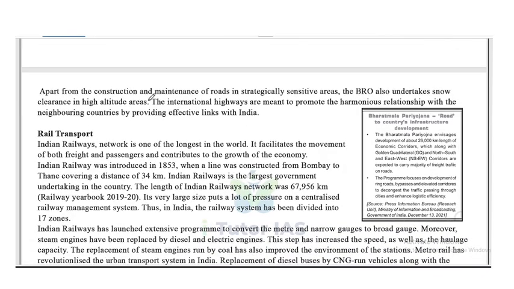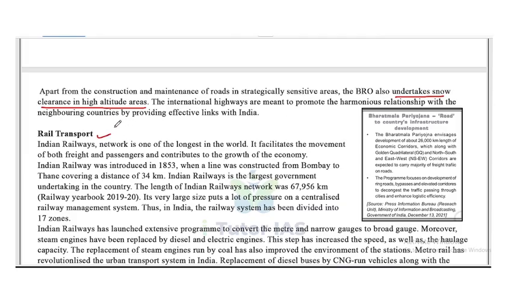Apart from the construction and maintenance of roads in strategically sensitive areas, the BRO also undertakes snow clearance in high altitude areas. The international highways are meant to promote harmonious relationships with the neighboring countries by providing effective links with India.